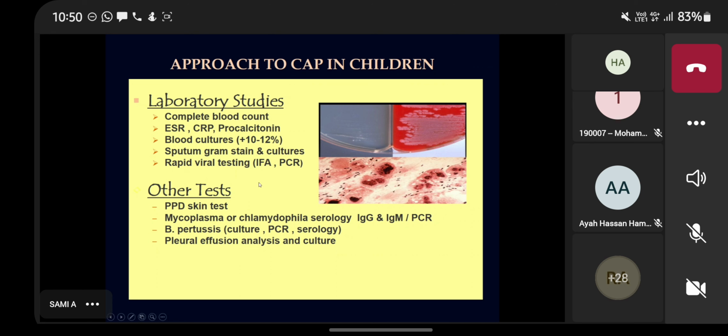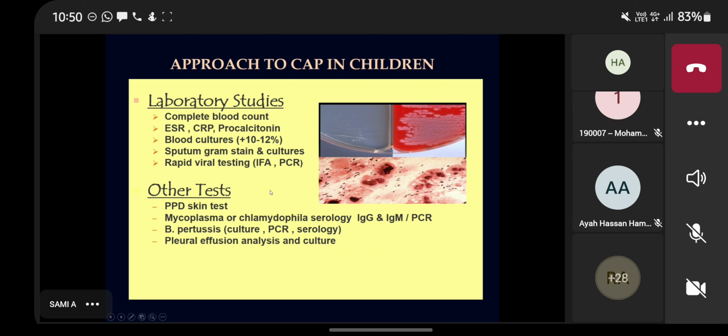Rapid viral testing, if you have a facility to do it, will be useful in patients admitted to the hospital, where you may not need to use antibiotics, and also for infection control. But the other tests are not done routinely unless you suspect exposure to TB. They need to do a PPD skin test. We do TB QuantiFERON, which is not sensitive in small children below 5 years.